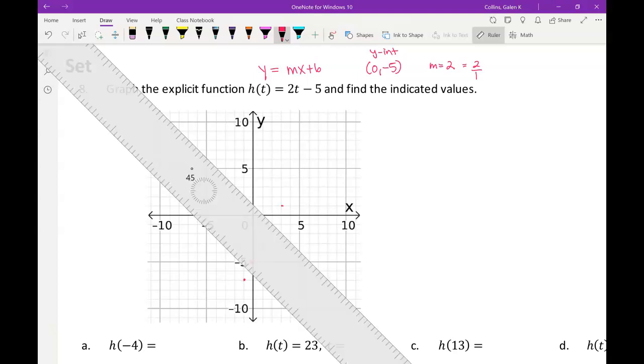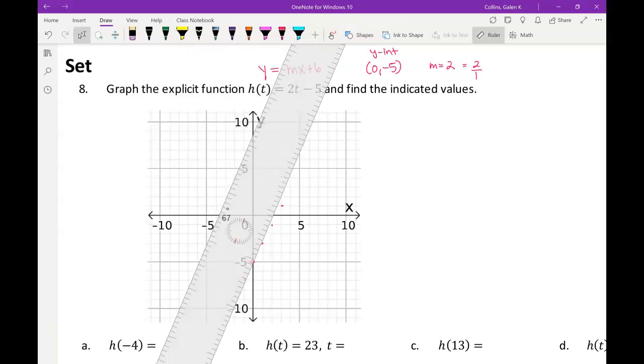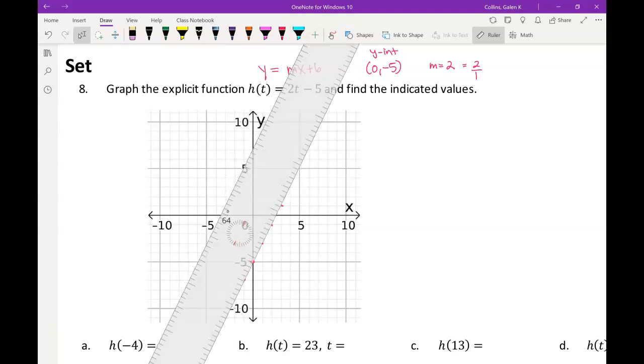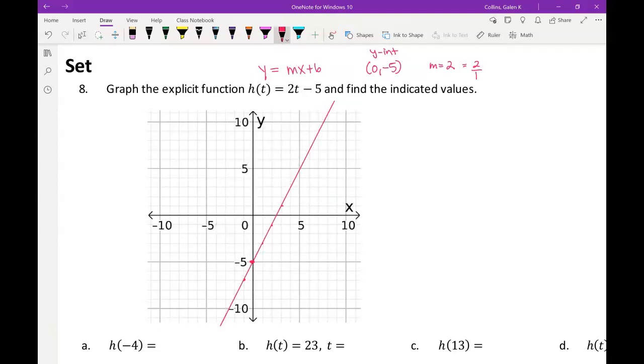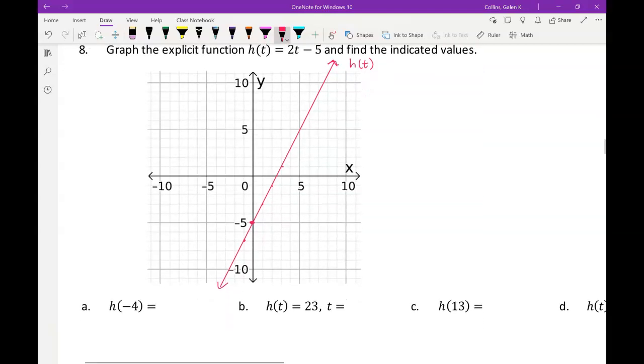After I get a few good points, though, I could also just use a ruler or straight edge to connect those. And you want to make sure you do that with precision. It's really hard to do on my digital OneNote ruler. Sometimes it's a little bit disagreeable. All right, so this line I drew represents all of the solutions for h of t that we could see in the graph provided. Now we're asked to find indicated values.